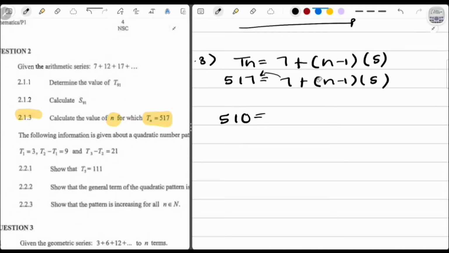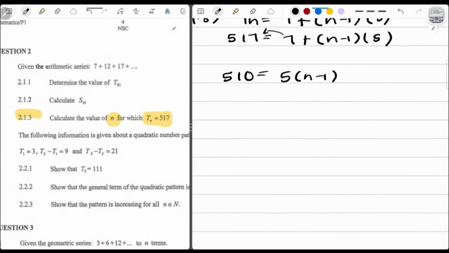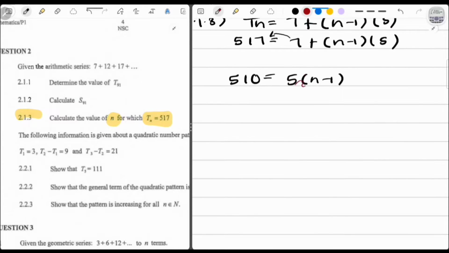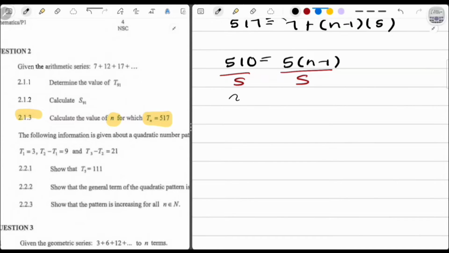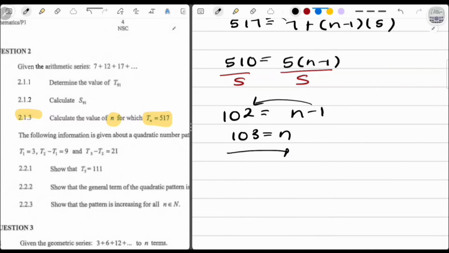Now you see this is two terms being multiplied by one term. You can rewrite this as 5 bracket n minus 1. I'm not going to distribute because I feel like it takes longer. Then I'm just going to get rid of the 5 by dividing both sides by 5. 500 divided by 5 is 100. 10 divided by 5 is 2. So we have 102 is equal to n minus 1. Then you take the 1 over, and when you take the 1 over the equal sign, that gives you a plus 1. So 102 plus 1 is 103, and that is our value of n.